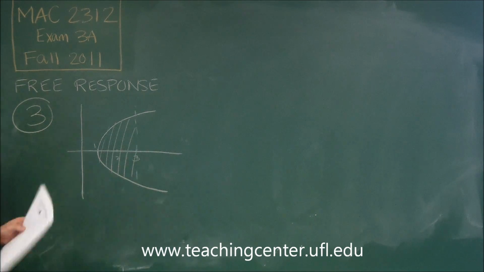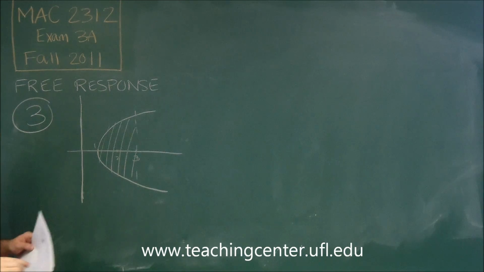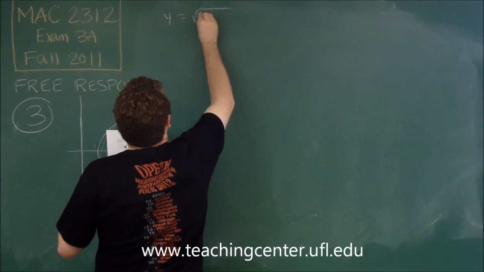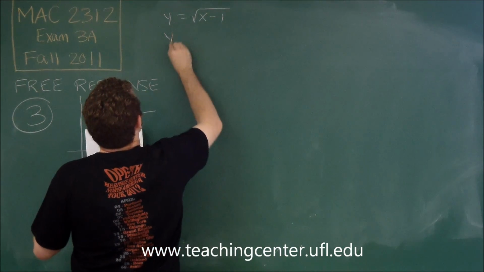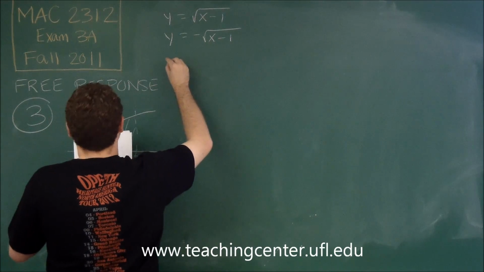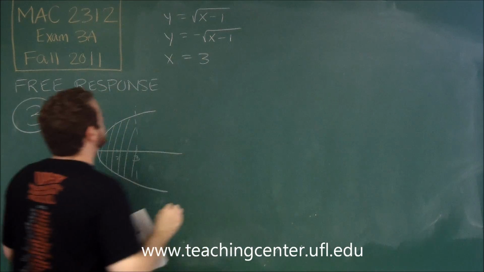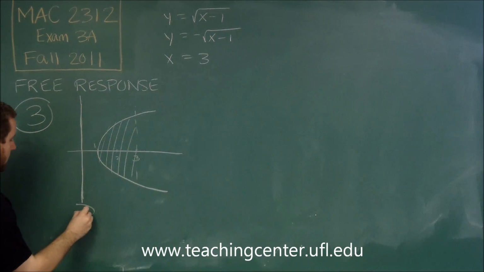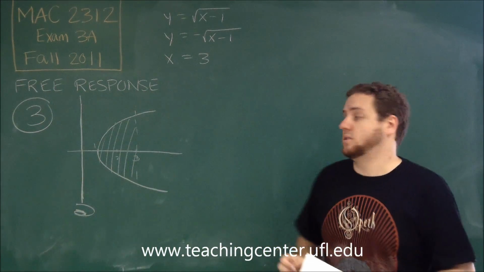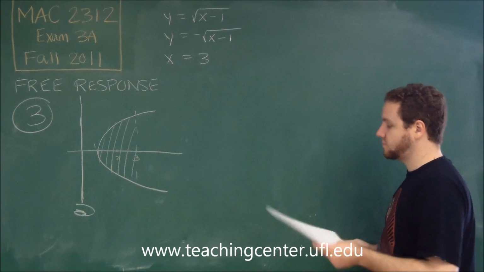So we have this area and we're rotating it about the y-axis. So let me write out the regions. We have bounded by square root x minus 1, bounded by negative square root x minus 1, and we're going to x equals 3. And then we're rotating about the y-axis. So we have a horizontal rotation. The horizontal rotation is a clue, even if they didn't tell you, that you can use cylindrical shells here.